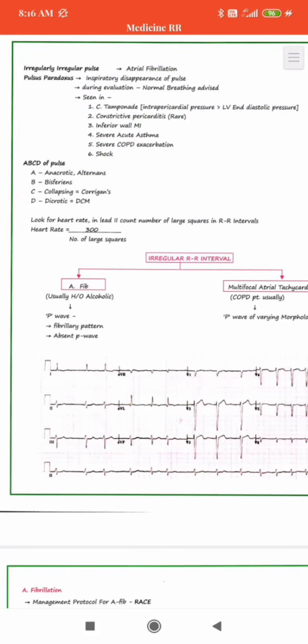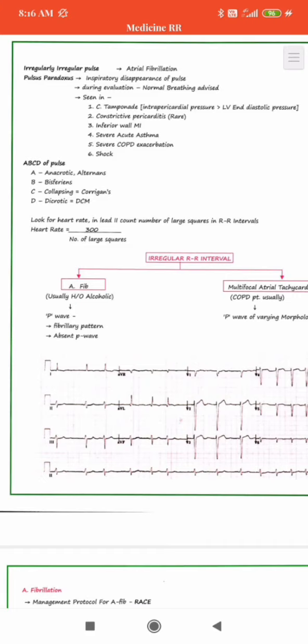Now we're going to study the irregularly irregular pulse, which is usually seen in atrial fibrillation, and also the pulsus paradoxus, which is the inspiratory disappearance of the pulse, evaluated during normal breathing. We have to remember the conditions in which these are seen: cardiac tamponade, constrictive pericarditis, inferior wall MI. Now the ABCD of pulse is anacrotic, bisferiens, collapsing and dicrotic.